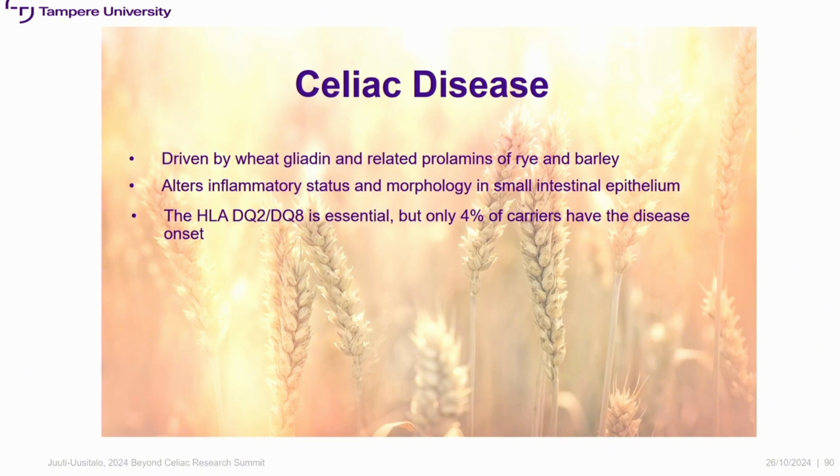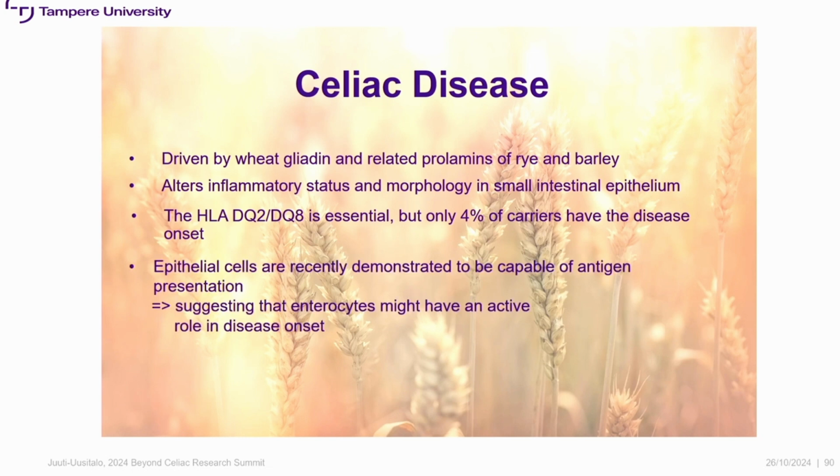We already know that a certain genotype is needed, which is HLA-DQ2 or DQ8, but we still don't know why only approximately 4% of the carriers develop the disease. Who are the others? Why do not all of the predisposing gene carriers develop the disease?